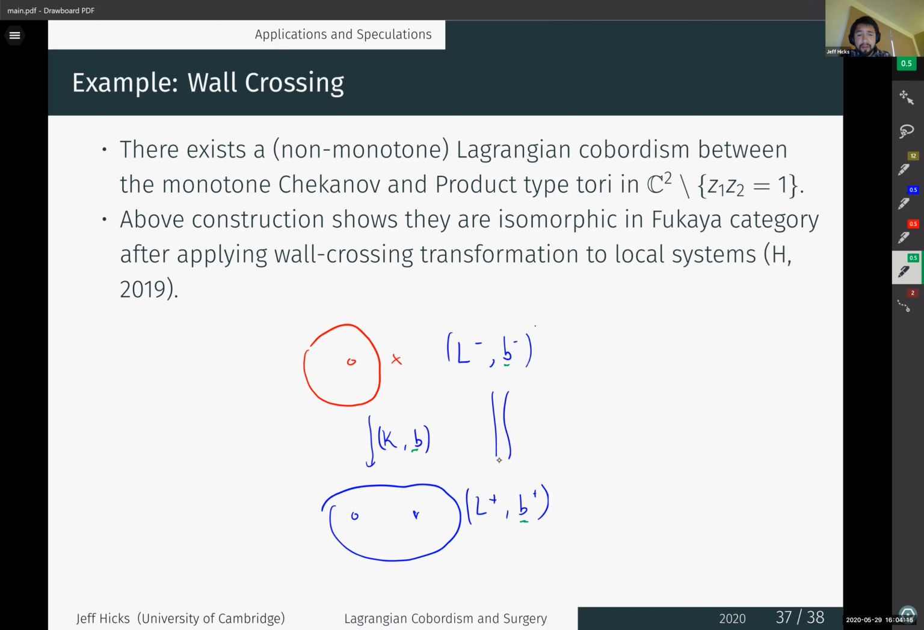And then the question is how are those bounding cochains related to each other? In a work which I worked on last year, I showed that the relationship between those two bounding cochains is given by a wall crossing, or it matches the wall crossing transformation known for local systems between the Chekanov and product type torus. However, the computation is really just that. I computed what the bounding cochains were and I showed they match some wall crossing transformation. It would be interesting to see why that generally should be the case, not just for Lagrangian cobordisms like this, but in theory for any Lagrangian cobordism now that we know the decomposition theorem.